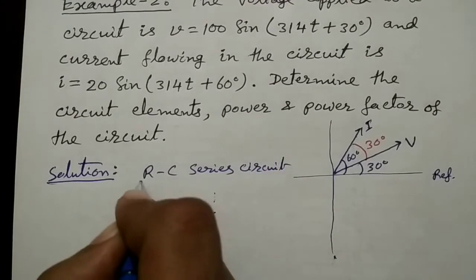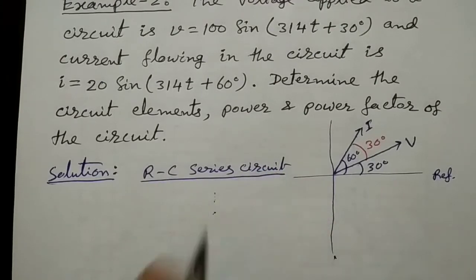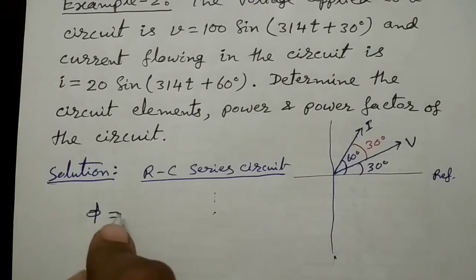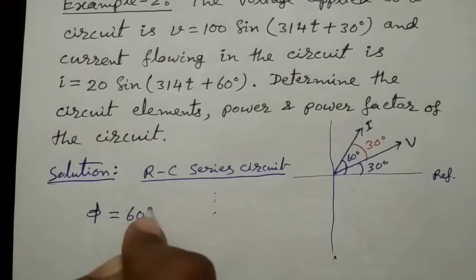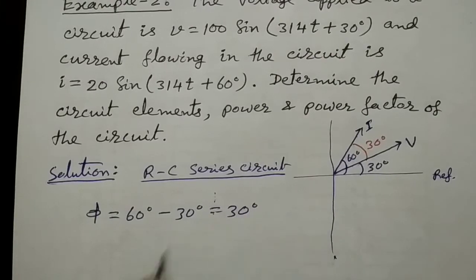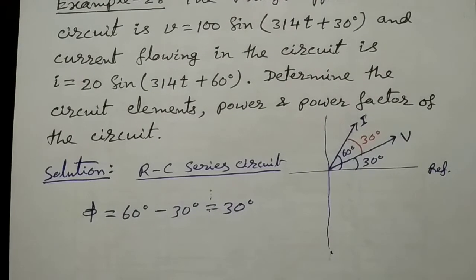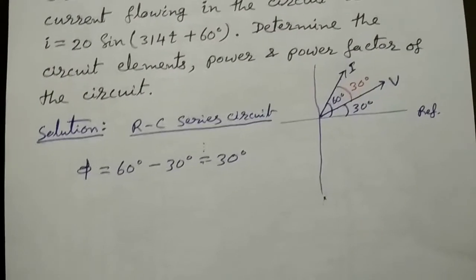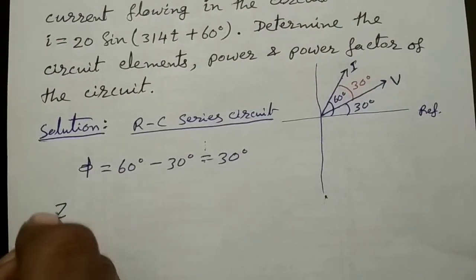Because here the current is leading the voltage, that's why it is an RC circuit. And the angle between voltage and current, that is phi, is equal to 60 minus 30, and it is 30 degrees. That is the phase angle or the power factor angle.